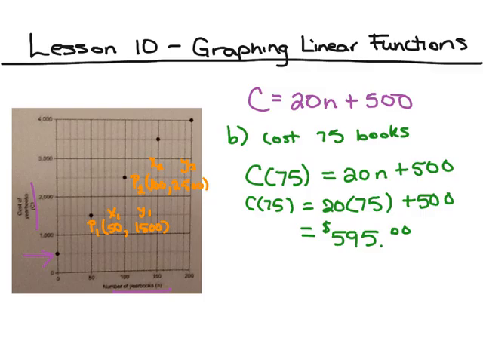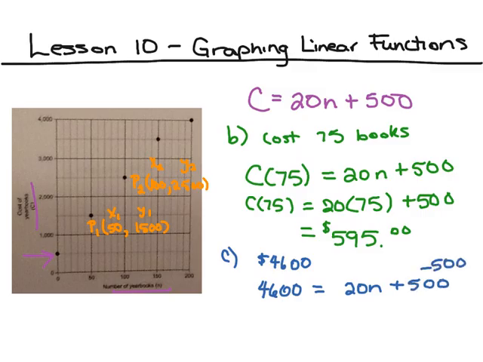Part C wants to figure out how many books could you get for $4,600. So we know our cost is 4,600, and we want to find out how many books we get. So we're going to isolate n. So minus 500 from both sides. And you should get 4,100 is equal to 20n. Divide by 20, and you should get 205 books.